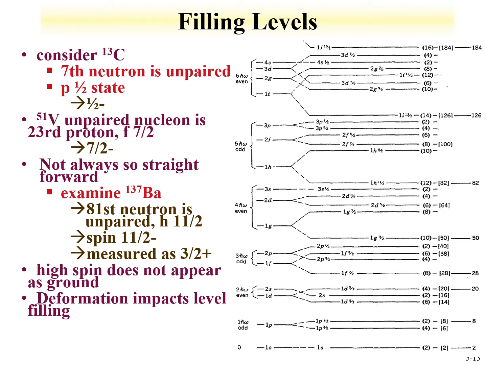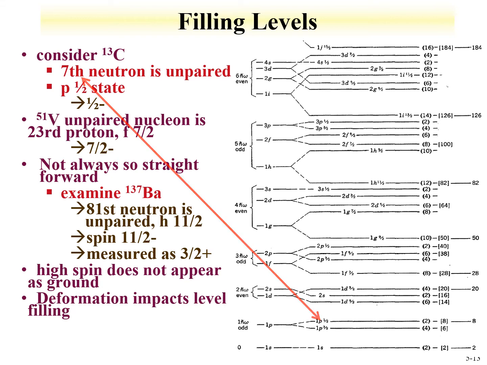Another example, carbon-13, that's 6 protons, 7 neutrons. The 7th neutron is unpaired. That 7th neutron, 6 will fill up here. 7th lives in the 1p1/2 state. P, as we've already seen in the examples, is a negative parity, 1/2. We would expect the spin and parity of carbon-13 to be 1/2 minus, and it's true.